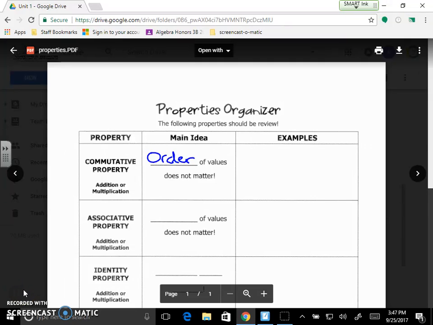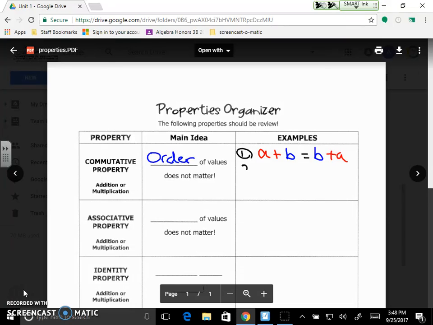Okay, you should have downloaded this organizer for properties, and I'd like you to just copy it down. It's a little easier to do it this way. So for the commutative property, order of values does not matter. So example, let's take number 1. So we're going to say A plus B equals B plus A. So there's one example.